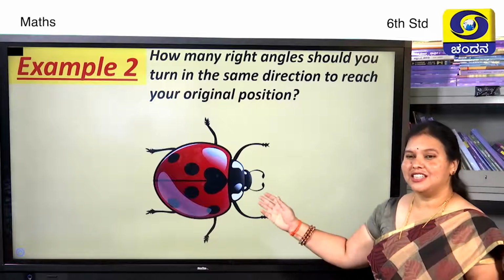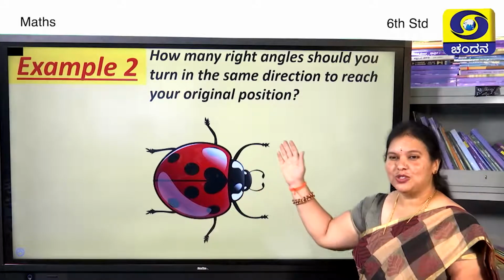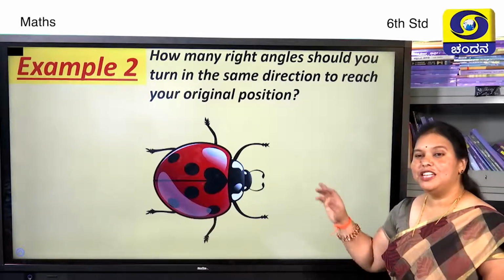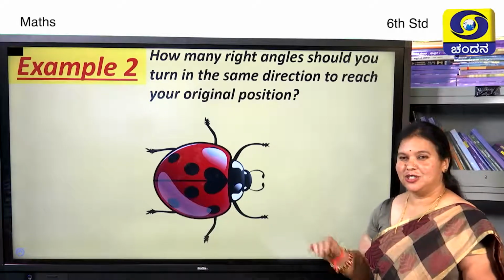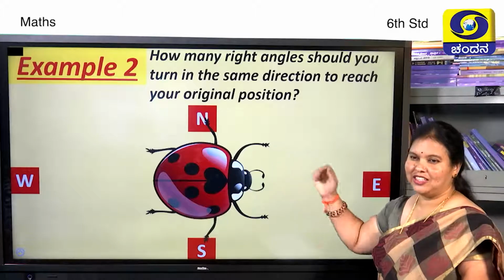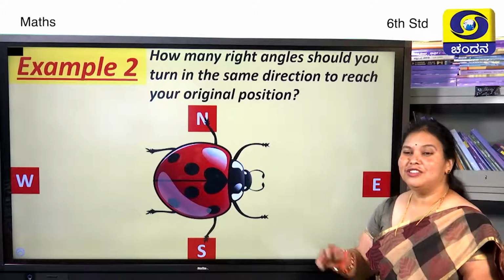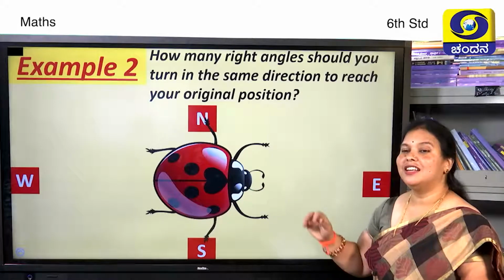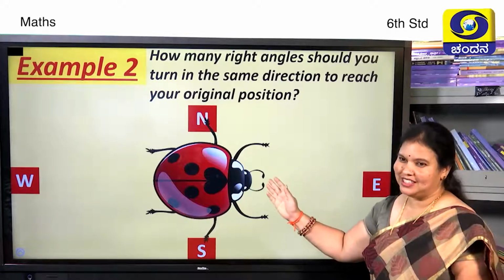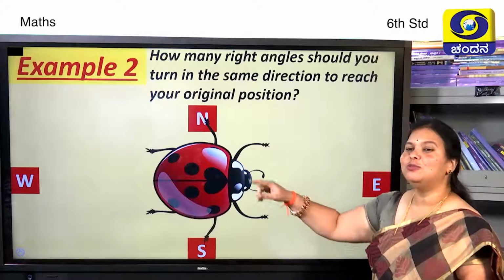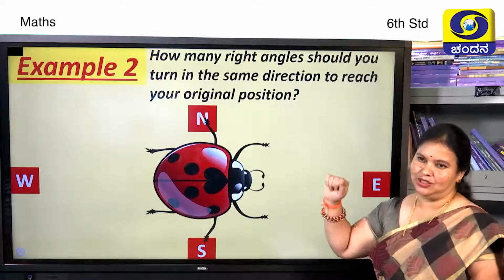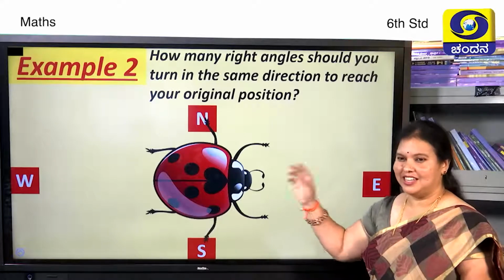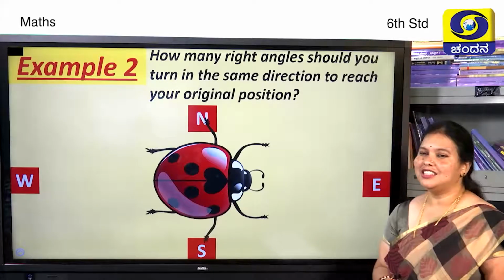Let me turn this ladybug and bring it back to its original position. Meanwhile, you count right angles when it passes a right angle. Understood? You know the directions already. Now tell me in which direction it is facing. Yes, the ladybug is facing towards east. So now we have to bring it back to the east position only. Then you count right angles as it passes each right angle. Okay? Let us start now.